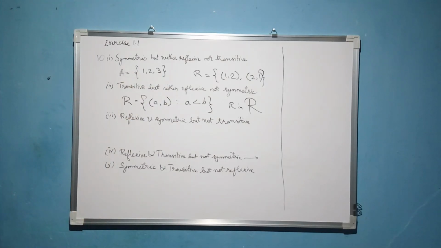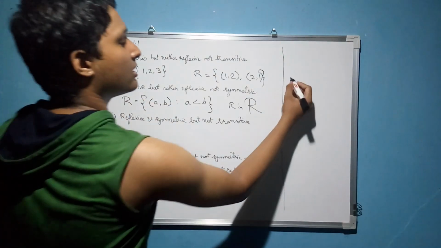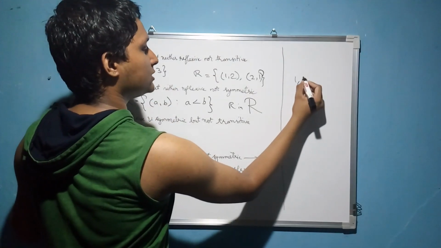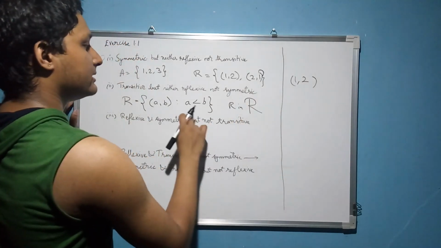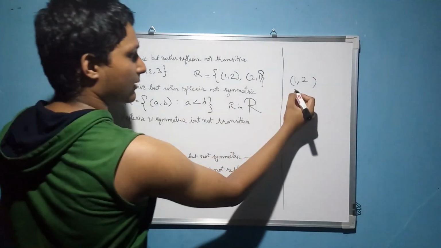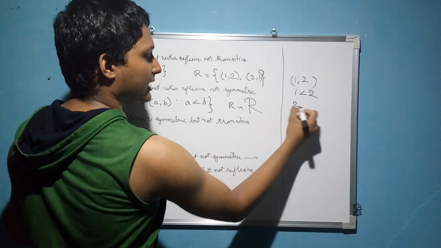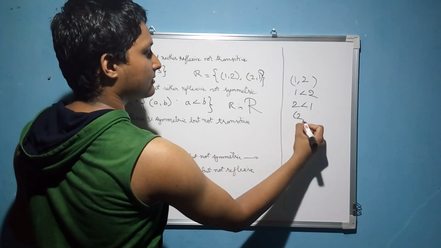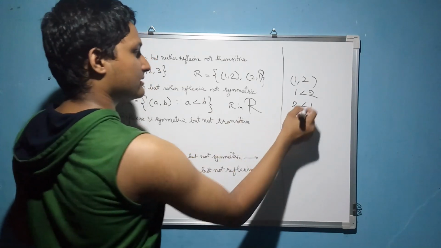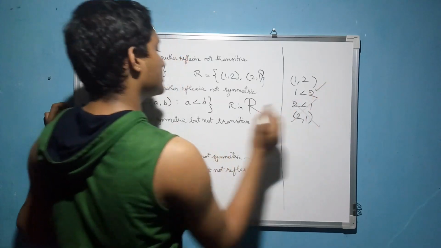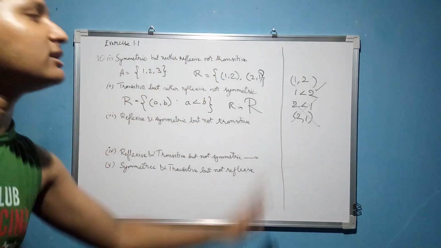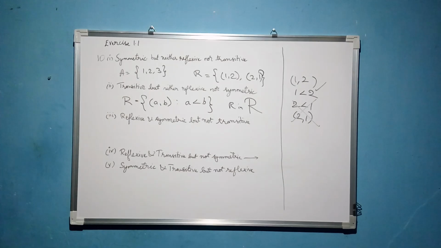It is not symmetric because if 1 comma 2 belongs to this, that is 1 is less than 2, 2 cannot be less than 1. So that 2, 1 belongs to that is wrong. Only this is possible. Hence it is not symmetric, but it is transitive. Now we'll go to the third one, that is reflexive, symmetric, but not transitive.